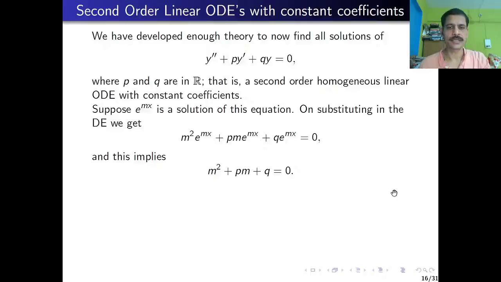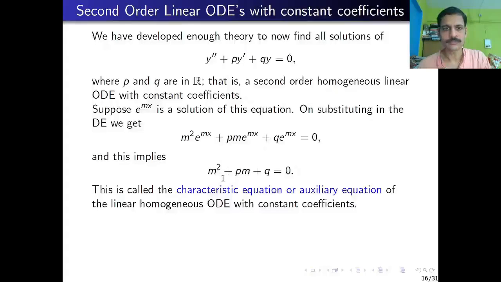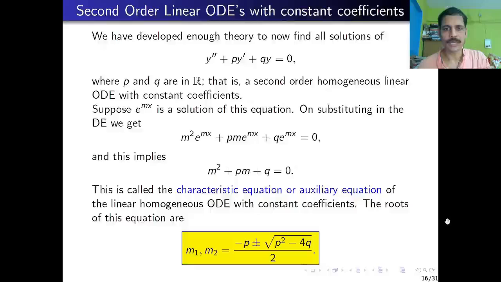This implies m square plus pm plus q equal to 0, because e raised to mx is not equal to 0, so we can cancel e raised to mx and we get this. So this is a quadratic equation in m. This equation is called the characteristic equation or the auxiliary equation of the linear homogeneous ODE with constant coefficients. The roots of this quadratic equation are minus p plus minus square root of p square minus 4q divided by 2. The two roots we denote by m1, m2.